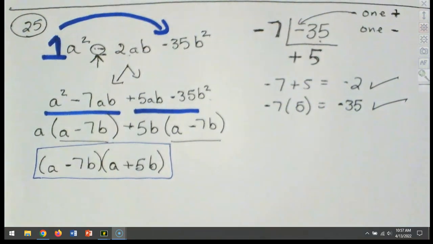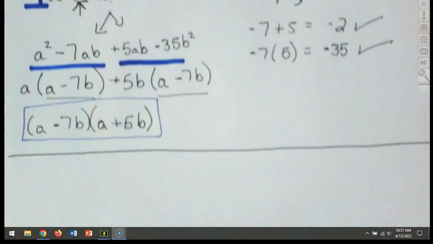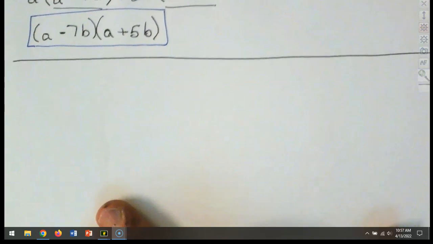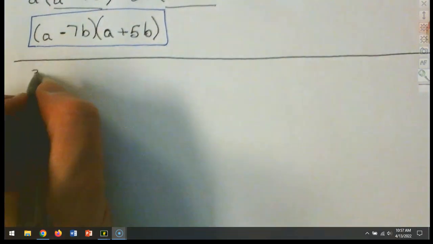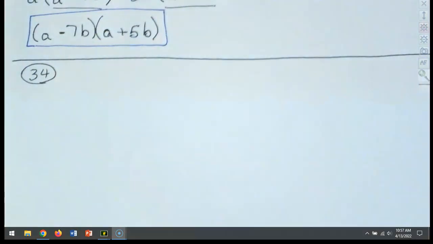Now let's look at one where we have a number in front. Question 34. This one has a number in front. It's going to be done the exact same way. It's just that now instead of having to add in the 1, we won't have to because we have a number there. So question 34.